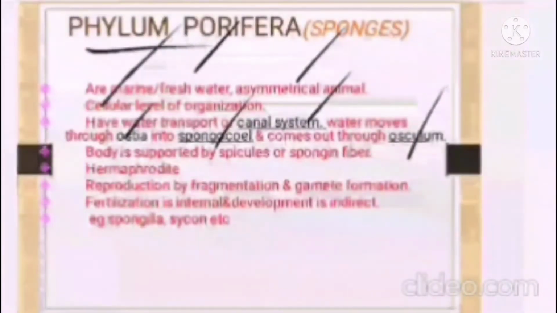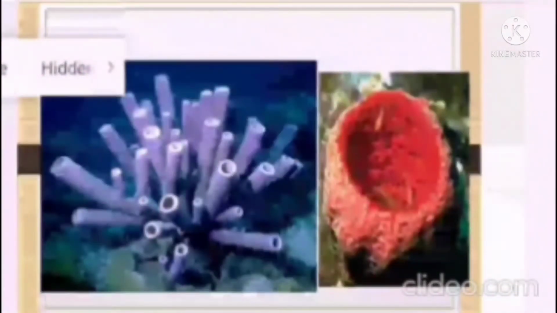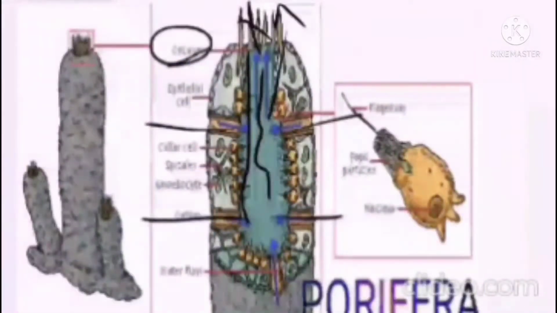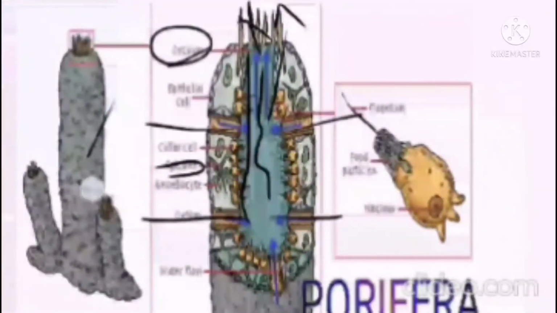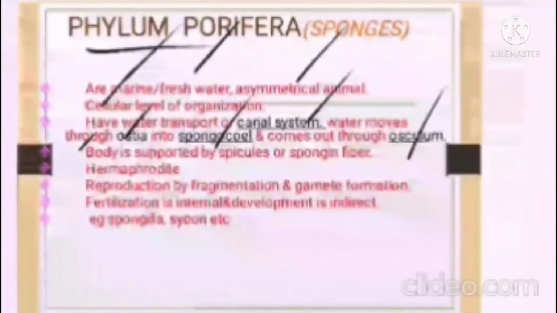Now, the body is supported by spicules or spongin fibers. What do you mean by spicules or spongin fibers? They are somewhat rough, spike-like structures. You can find black dots, right? These black dots we call spicules. You can find here spicules has been given. They are somewhat rough structures which are present throughout the body. Okay, that is another one. They are fibrous in nature.